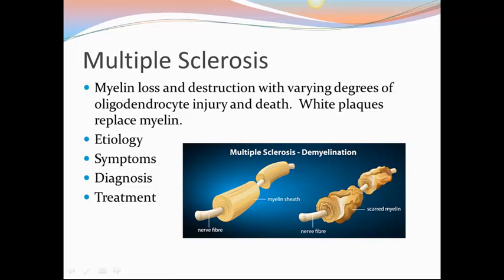As you can see here in the picture, on the left-hand side we have a normal myelin sheath, and on the right-hand side we have the scarred myelin sheath where there is much deterioration that is being replaced by the white plaques.